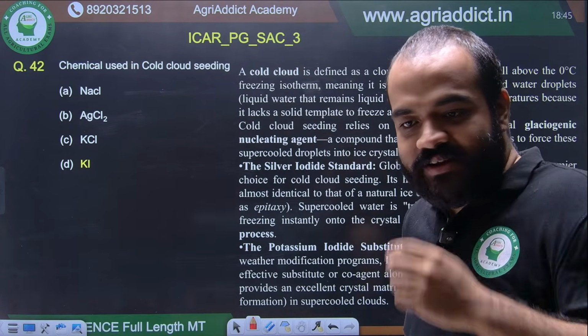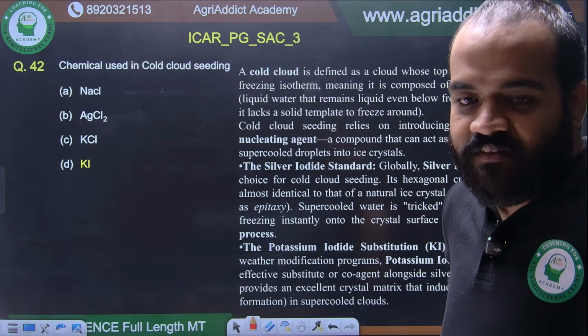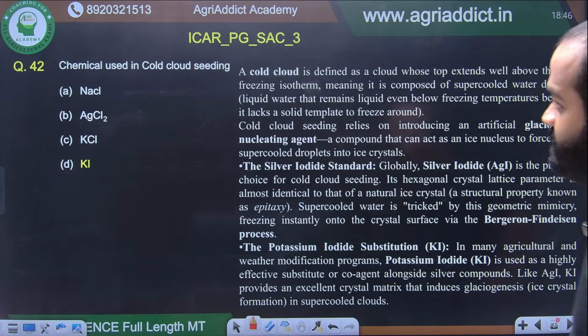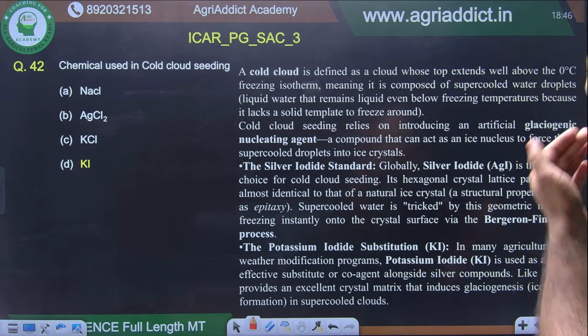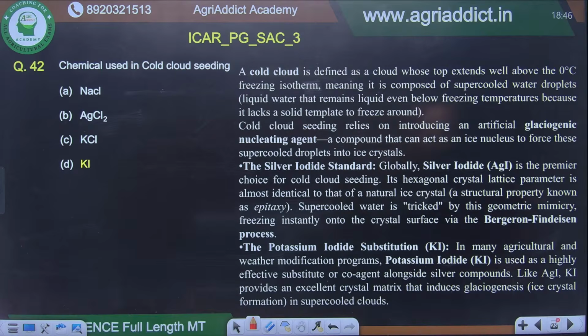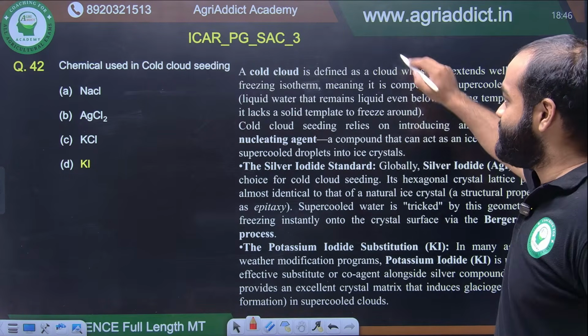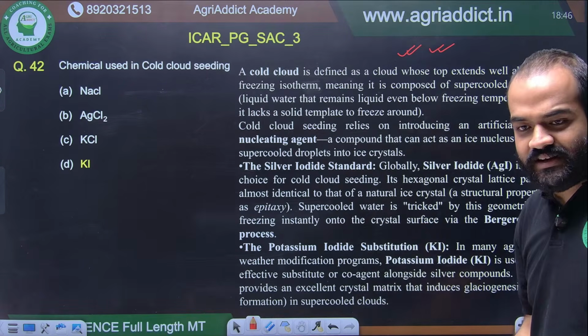Actually, I also know it is AgI, right? It is silver iodide. Now all of you are telling B, AgCl2. I have checked it in 2-3 places and I found KI, but I am not sure with this question, since I cannot say for sure. So please check this. I am not sure, but I took it from normal internet.